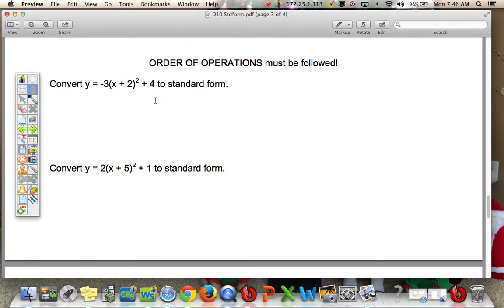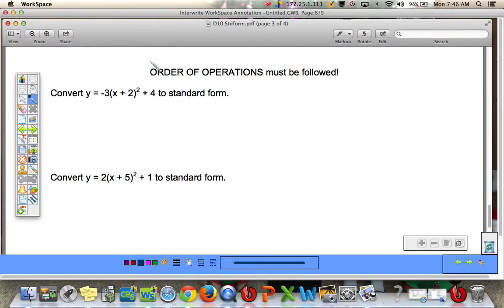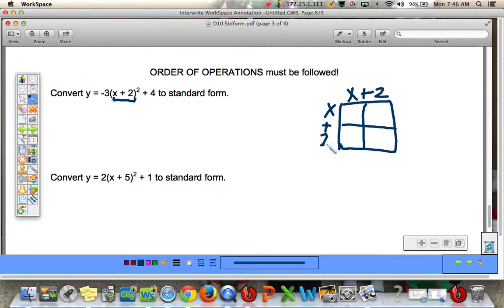And that means multiply it out. Now when you multiply it out, you have to use order of operations. So the first step always has to be multiply out the x plus 2, whatever's squared. You're going to multiply that out. And again, you can FOIL or use a box. I'll use a box. So what this means is x plus 2 times x plus 2. You cannot just distribute the squared because of the plus right here. So we'll have x squared, 2x, 2x, and 4.